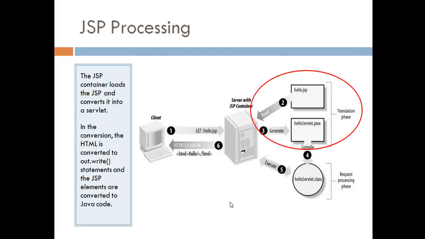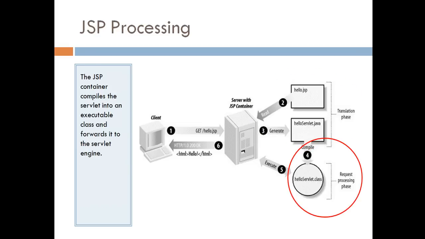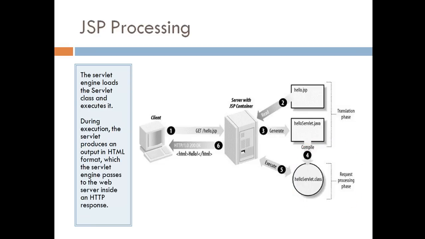And the JSP elements that contain the Java code, they're converted to Java code. Next, the JSP container compiles the servlet into an executable class, and it forwards it to the servlet engine. The servlet engine loads the servlet class, and then it executes it.